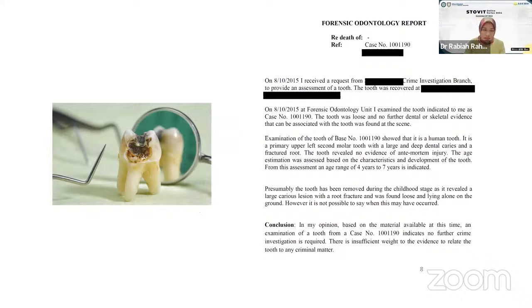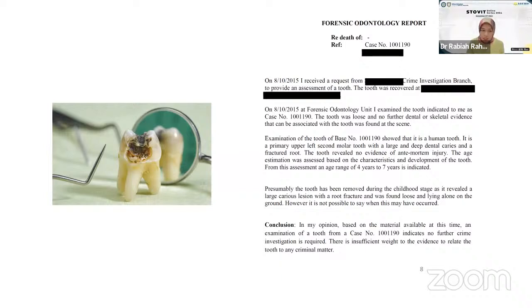So this tooth was found by pedestrians somewhere in a housing area. This tooth was given to the police, and they reported it, just in case it can help in missing person cases. So in this case, what opinion do we give, other than saying this is a human tooth, based on the morphology and all? We can also estimate age based on the tooth.